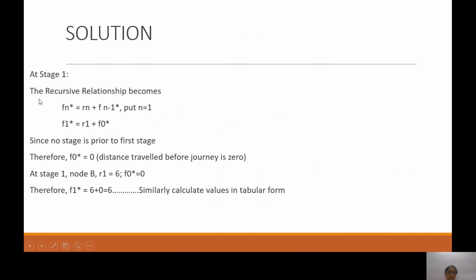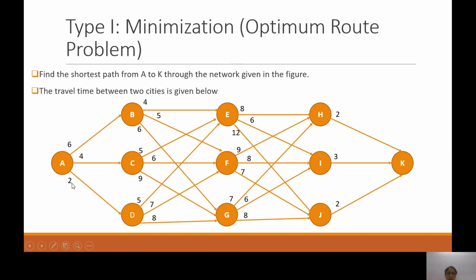Okay, so coming here at stage 1, Fn star is F1 star. We are talking about the return function of stage 1 plus the optimum value of the function at the 0th stage, because this is stage 1. So the previous stage is the 0th stage. Since no stage is prior to the first stage, therefore F0 is 0. That is the distance traveled before A is 0. So at stage 1, that is node B now, R1 is equal to 6. Okay, 6, 4 and 2. Now from A to B we take 6 hours, A to C we take 4 hours, and A to D we take 2 hours.